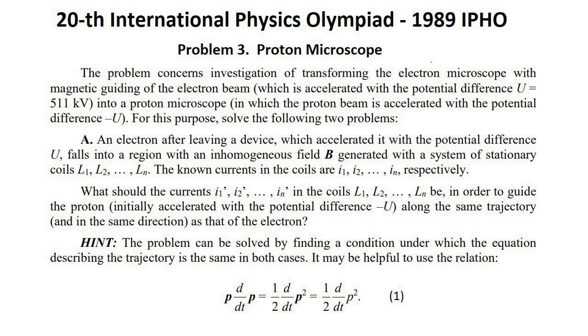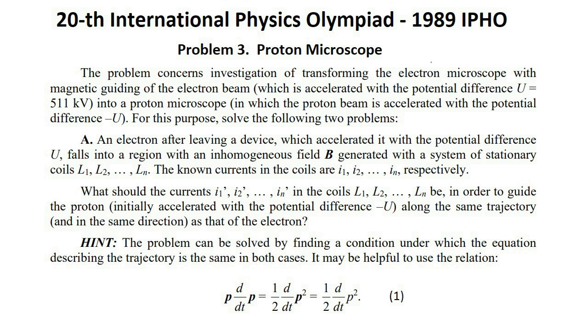The problem concerns investigation of transforming the electron microscope with magnetic guiding of the electron beam, which is accelerated with the potential difference U equal 511 keV, into a proton microscope, in which the proton beam is accelerated with the potential difference U. For this purpose, solve the following two questions.